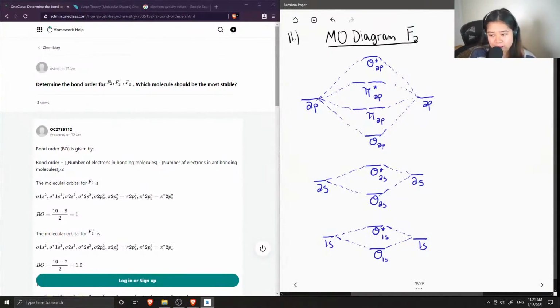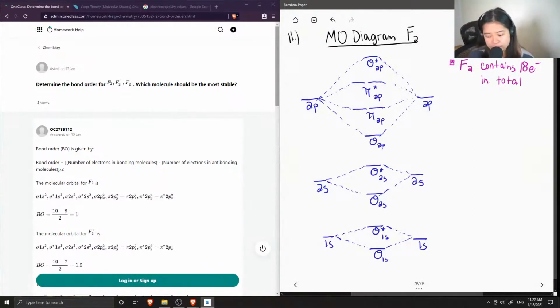So all we need to do is fill in the electrons. So if we think about F2, so I'll write it here. F2 contains 18 electrons in total. So 9 of them come from one fluorine, and then the other 9 come from the other fluorine.